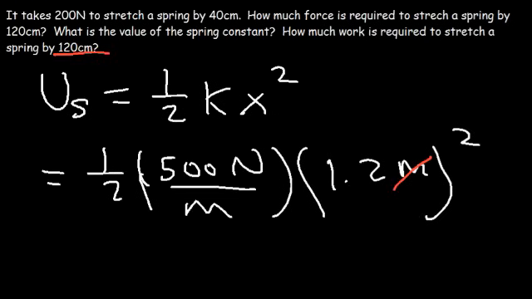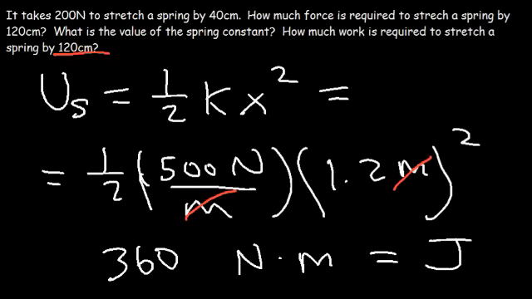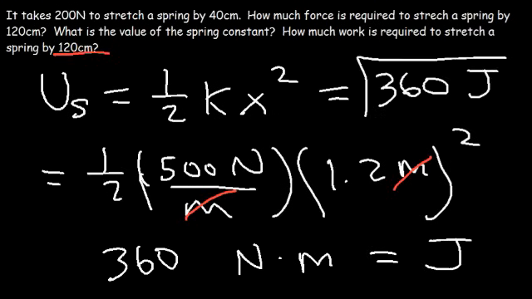And the unit meters will cancel, which leaves behind newtons times meters. There's 2 meters here, since it's squared. Newtons times meters is equal to the unit joules. Half of 500 is 250 times 1.2 squared is equal to 360. So it takes 360 joules of work to stretch this particular spring by 120 centimeters.